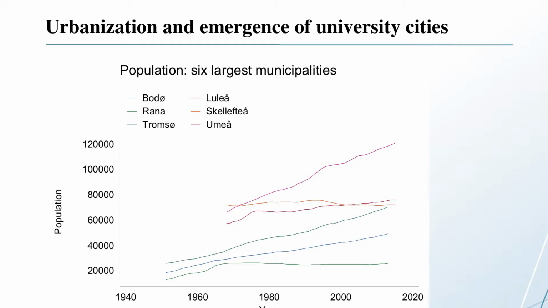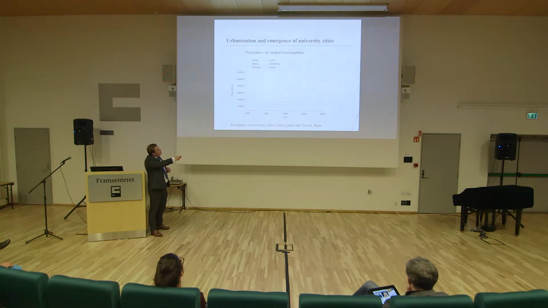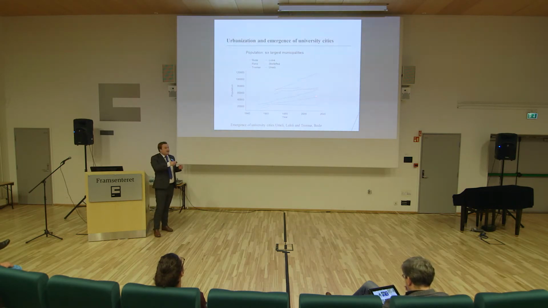So we've taken the largest municipalities in the high north: Bodø, Rana, and Tromsø. Tromsø is actually the biggest, and then Bodø and Rana. So here you can see Tromsø, which is a city that has a big university. Bodø has a smaller university and a relatively small increase, whereas Rana, the old industrial town or industrial city, is decreasing.